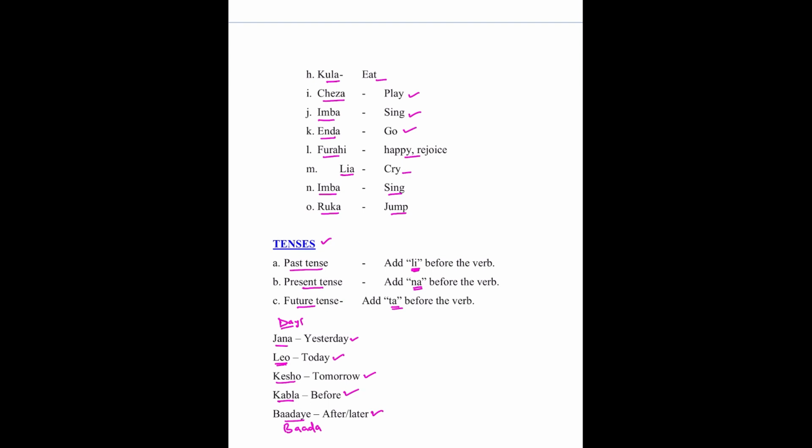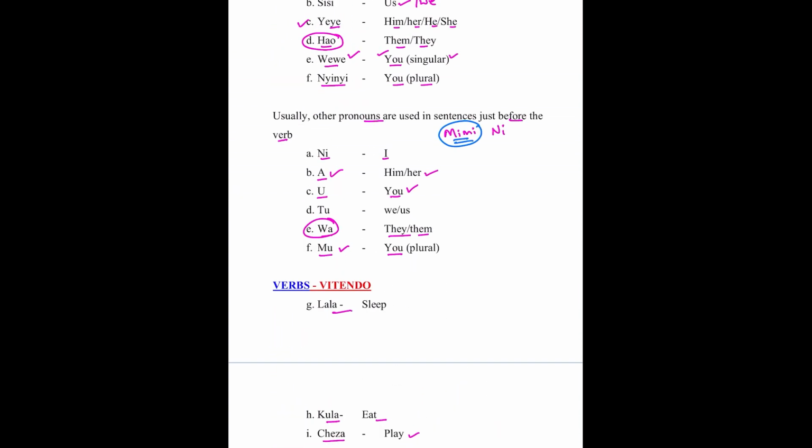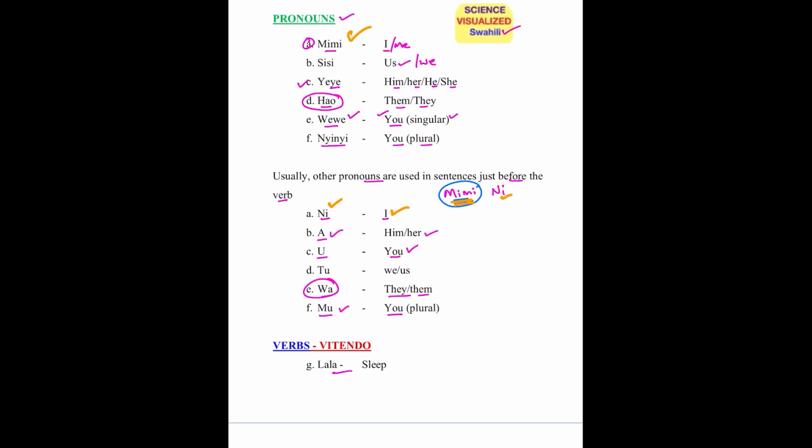Now look at what we're going to do. We're going to take past tense. That means we're going to use li. And then we're going to use one of the verbs. Say imba, that's sing. So here we have li for past tense. We have imba to mean sing. And then we want to say I. We say ni. Remember, ni is for I, and you use it with mimi. We saw that from here.